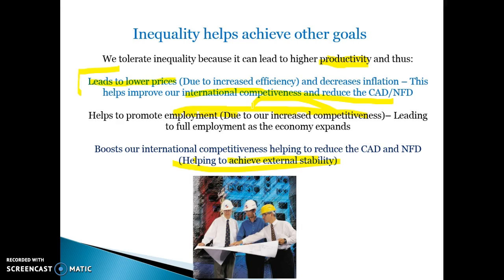and that helps to create jobs, creates employment. So you need to be able to link inequality to how that helps inflation because of increased productivity, how it helps to boost jobs because of increased productivity and increased international competitiveness, and helps to reduce the current account deficit and net foreign debt, again because we're more productive, boosting our exports and lowering our imports. And you can link that to credits in the balance of merchandise trade account, which is helping to reduce the current account deficit.